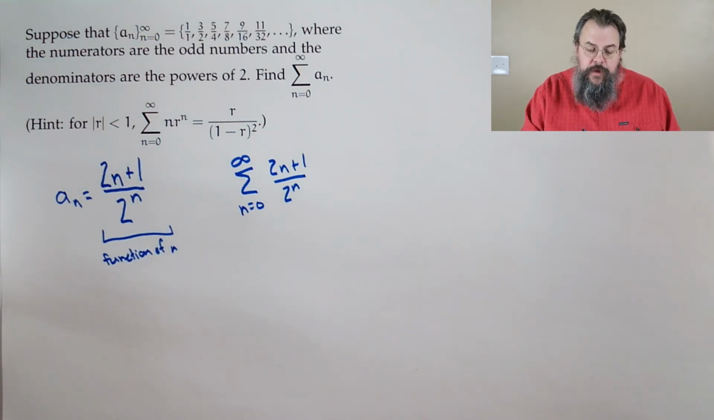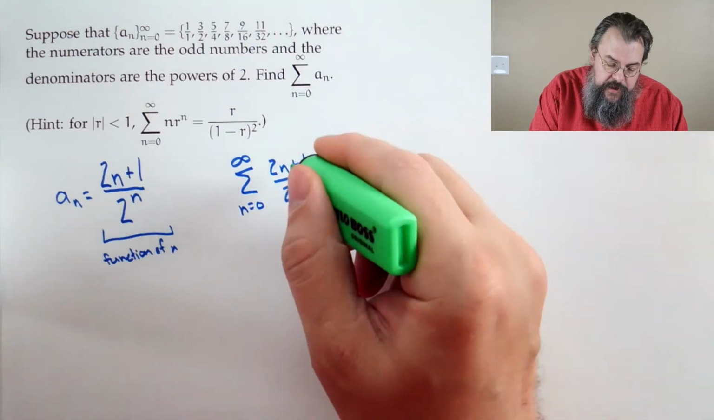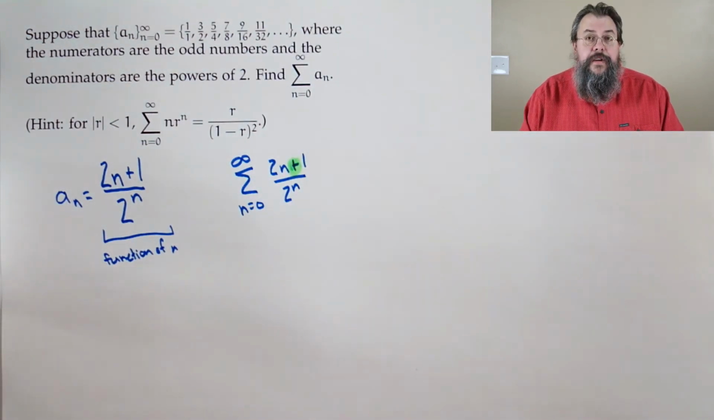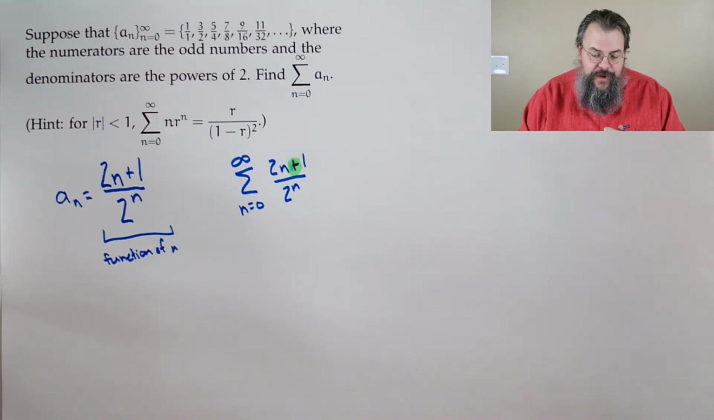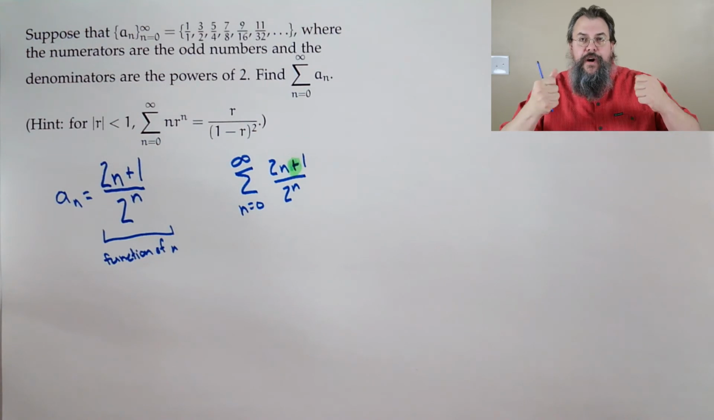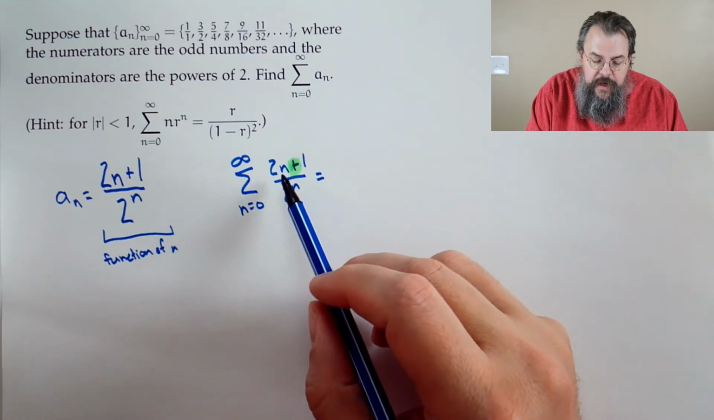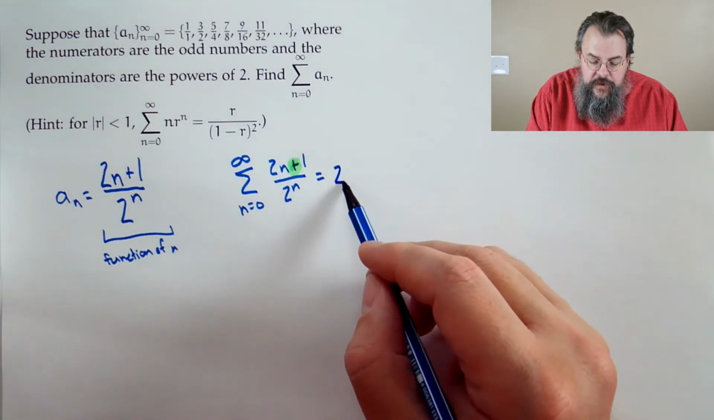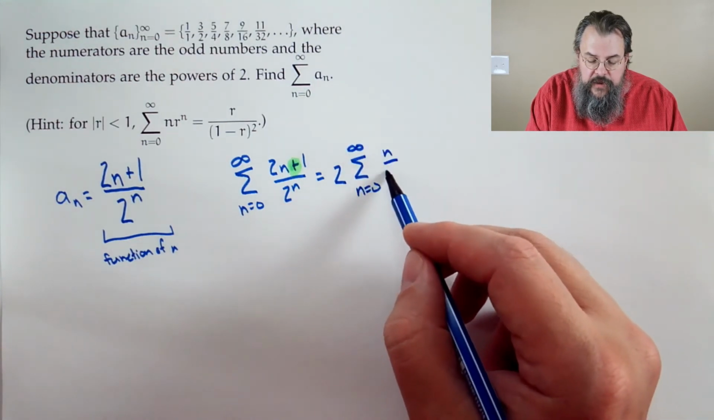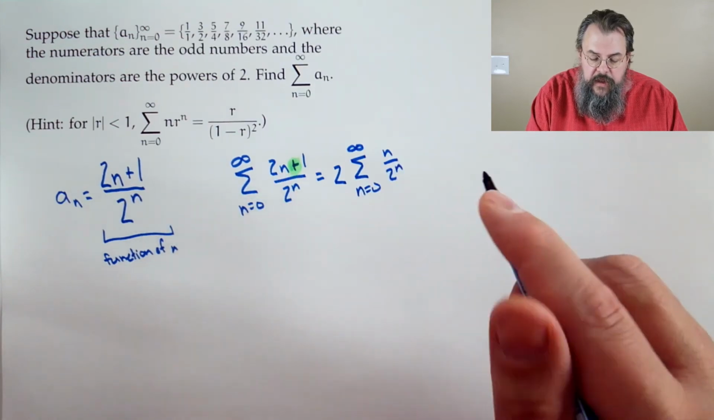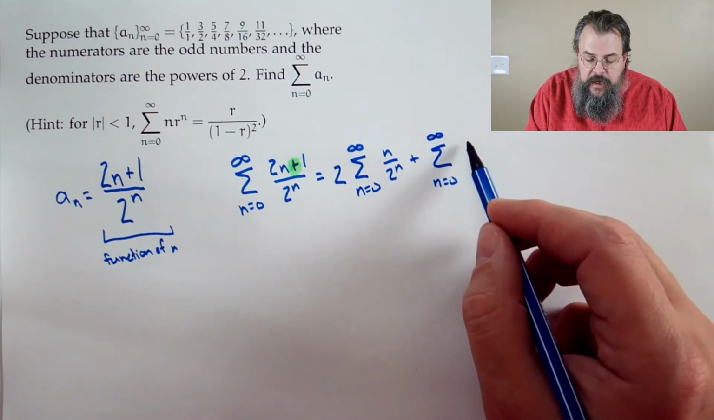One thing we can do is we can make use of the plus sign. See, there's this plus up here in the numerator. And that says you can break up over addition. So let's pull it apart into pieces. I can even bring the 2 out. So this is 2 times the sum n equals 0 to infinity of n over 2 to the n. That's the first piece, plus the sum n equals 0 to infinity of 1 over 2 to the n.